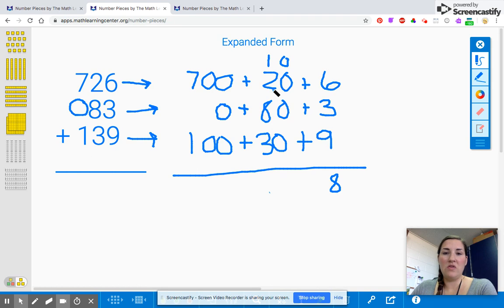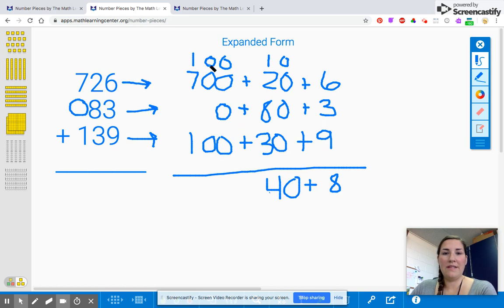I have 8 and 2, or 80 and 20, which I know is going to be 100. Then if I add 30 and 10 more, would be 140. So again, I'm going to put my 100 up and carry that over into the hundreds column. Then I would bring my 40 down.